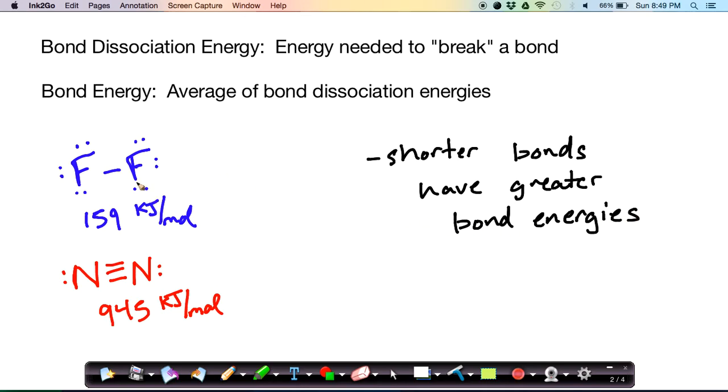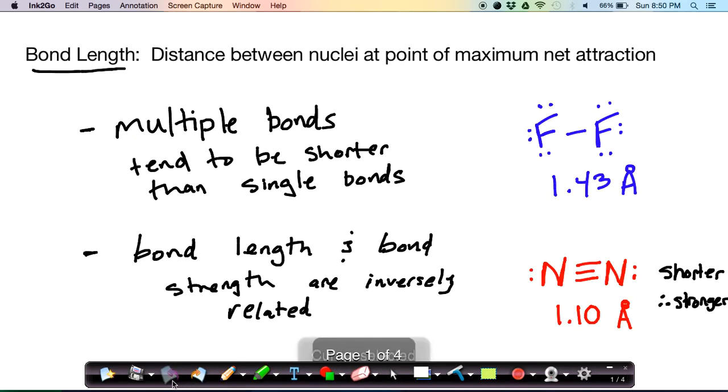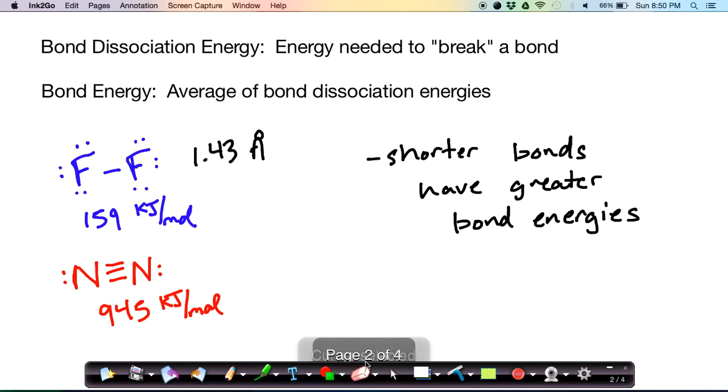So in comparing our diatomic fluorine and diatomic nitrogen molecules, the fluorine is singly bonded, and if you remember from the previous slide, we had a bond length of 1.43 angstroms, if I remember right. Let's go back and double check, just to be sure I'm not making that up. Yeah, 1.43, that looks good. And then we had a bond length of 1.10 angstrom for the nitrogen molecule.